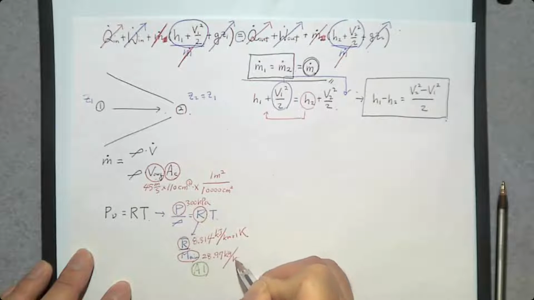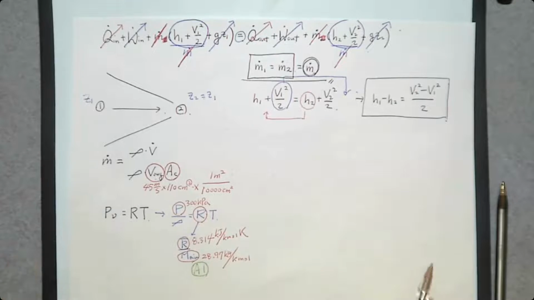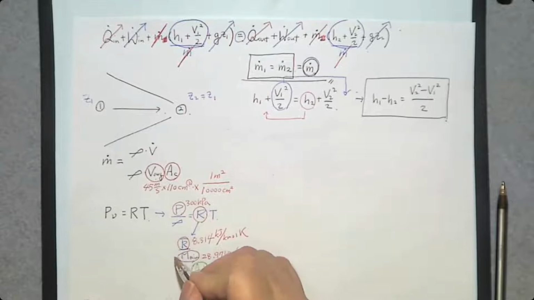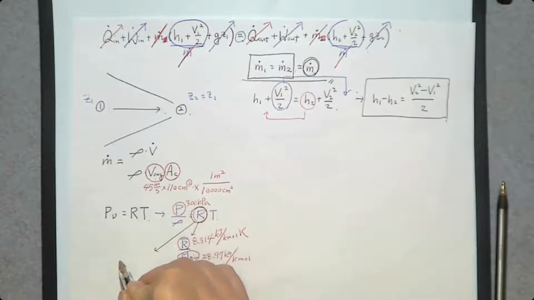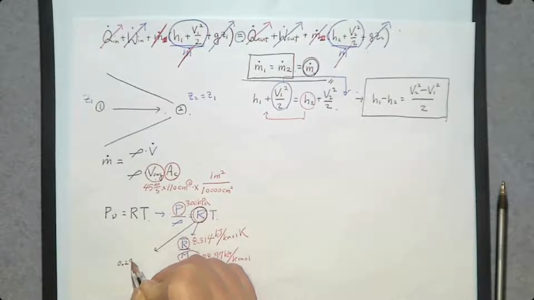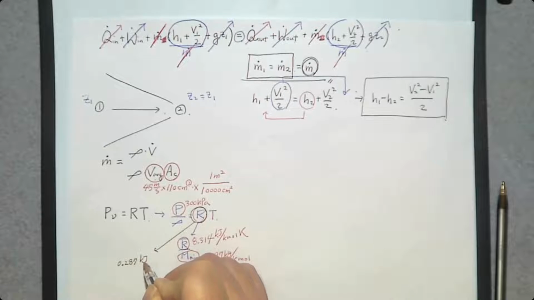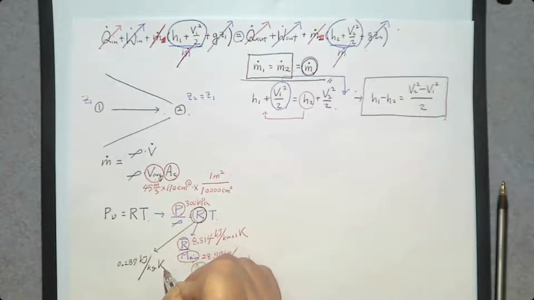kilogram per kilomole. So that's how you can determine the gas constant of air. By the way, air is one of the most widely used substances in thermodynamics. So you may want to just memorize the gas constant of air. That is 0.287 kilojoule per kilogram Kelvin.